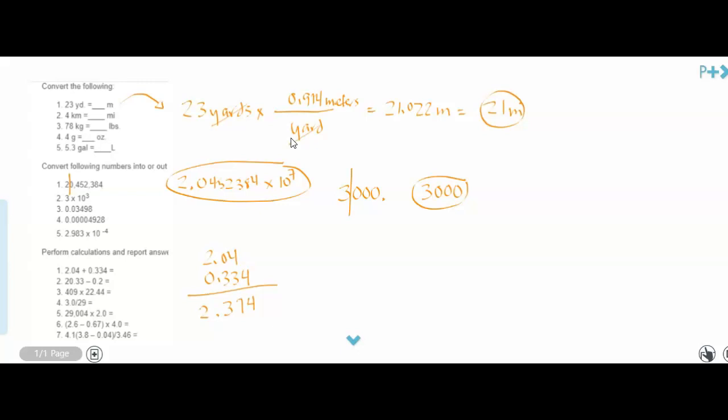This has 2 decimal places. This has 3 decimal places, so we better record it to 2. 2.37, should we round up to 2.38? No, because that's less than 5. And so we have 2.37. Just to make it nice, I will add a few little details here.